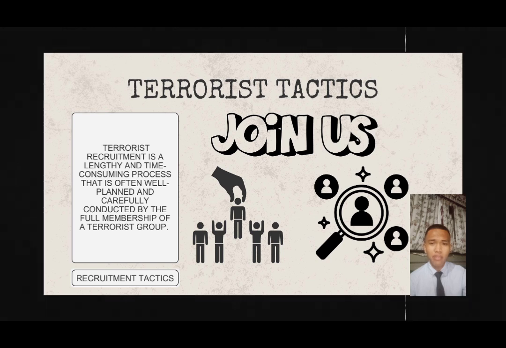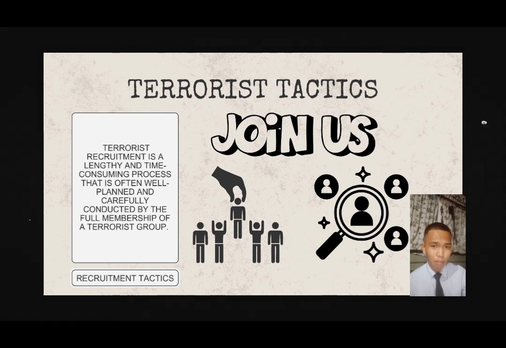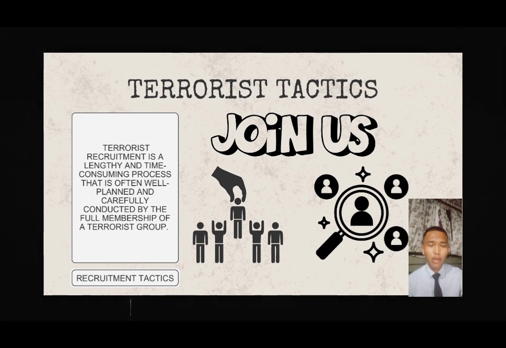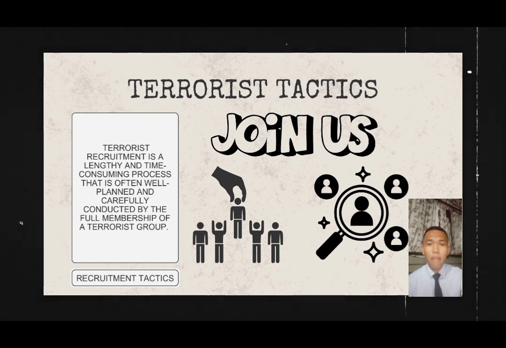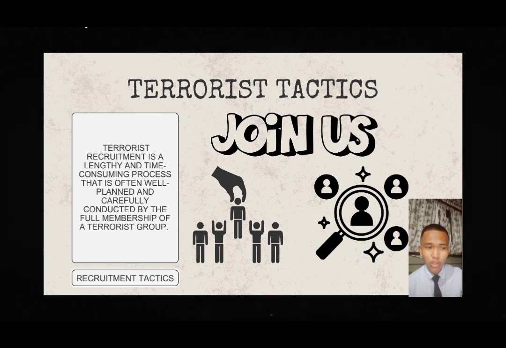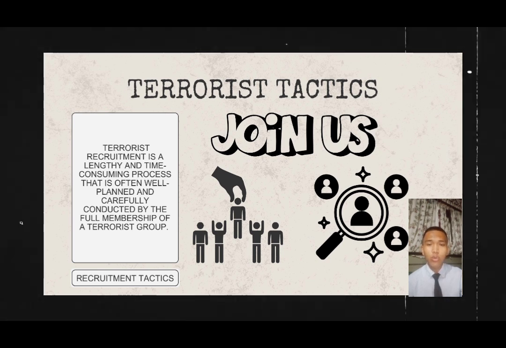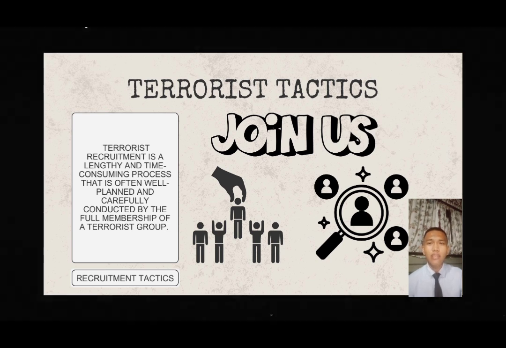Terrorist recruitment is a long and time-consuming process, but it is well planned and carefully conducted by the full membership of the terrorist group. For example, Al-Qaeda produced a recruitment manual for its full-time members entitled A Course in the Art of Recruiting. They use this manual to convince and indoctrinate the people they want to recruit.